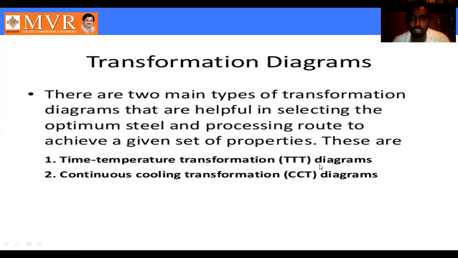The first one is the TTT diagram. The second one is the CCT diagram, the continuous cooling transformation diagram. TTT is nothing but the time-temperature transformation diagram. So see here, the introduction to these diagrams.